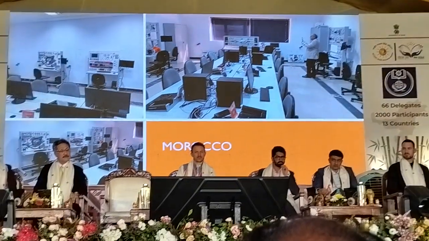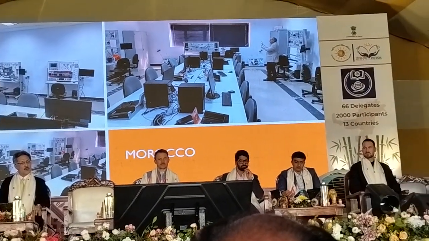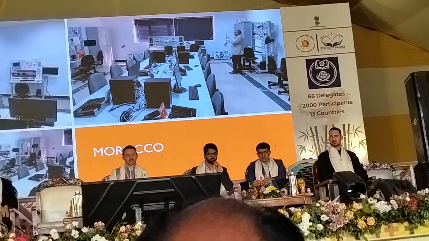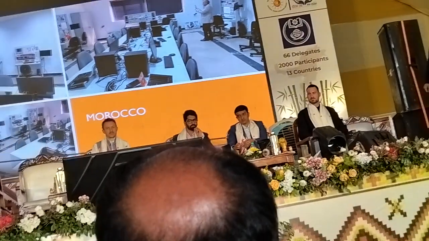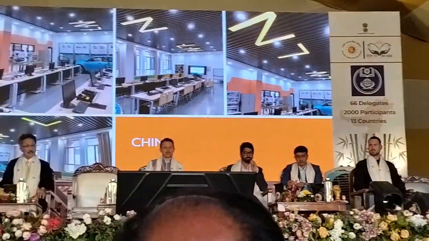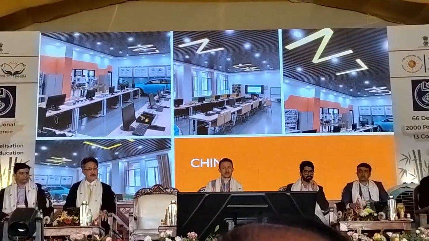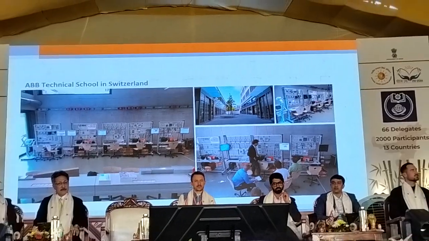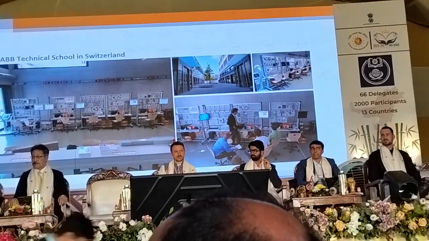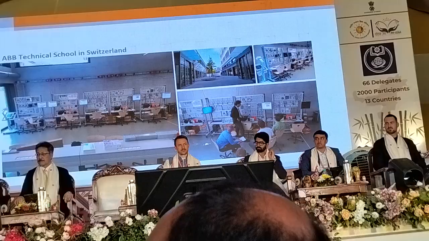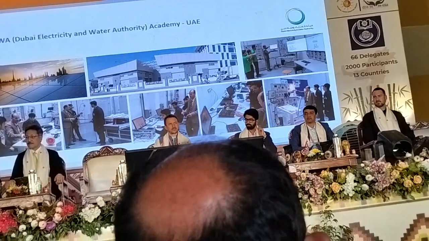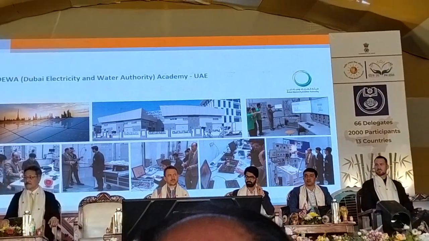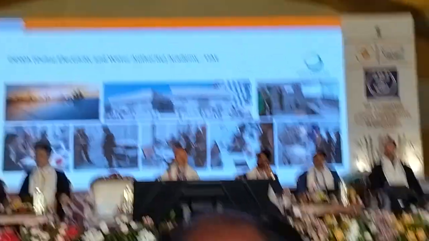So something else also implemented in Morocco. This is for electrical vehicles as well. Next page. China as well. I mean, they are also coming up with a lot of EV. So someone related in power would relate to this. This would be in ABB Technical School as well, a complete power plant in a laboratory. And coming from Dubai, we'd say DEWA, Dubai Electricity and Water Authority, also having their own setups in such a manner.